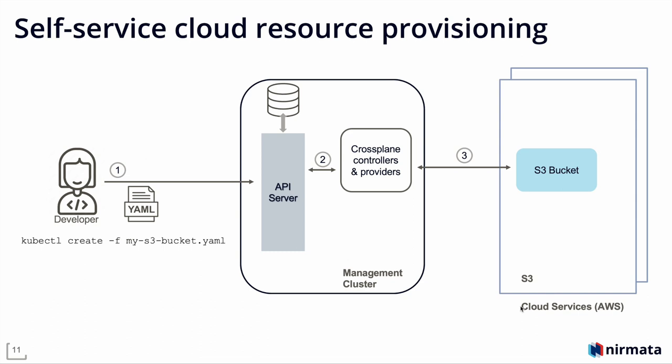It's a Kubernetes cluster. I can see the API server as well as the database. And then on the right, you have your cloud services. In this case, we look at AWS. And let's say in this case the developer wants to create an S3 bucket. So the developer would specify the YAML to create the S3 bucket. We'll see what it looks like, but it's essentially a custom resource definition in the cluster, created by Crossplane controllers.